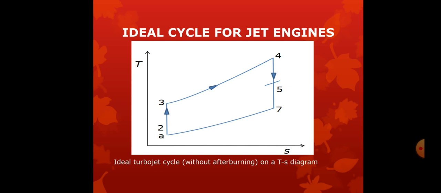So here we can see the ideal cycle for a turbojet engine. From A to 3, we will have a compression process. From 3 to 4, we will have a combustion process where we maintain constant pressure, and from 4 to 7 we will have an expansion process. Here we can see a numbering of 5, where from 4 to 5 we have a turbine section, but from 5 to 7 we are not going to use any afterburner, so we will have a uniform expansion process. So here it can be shown as the ideal turbojet cycle without afterburning on a TS diagram.